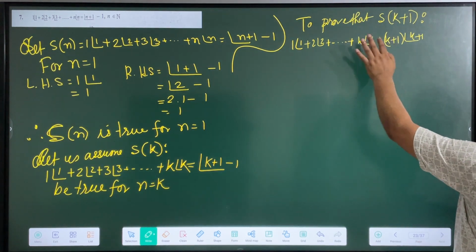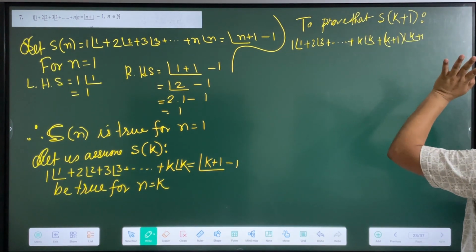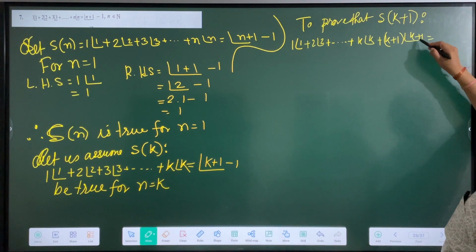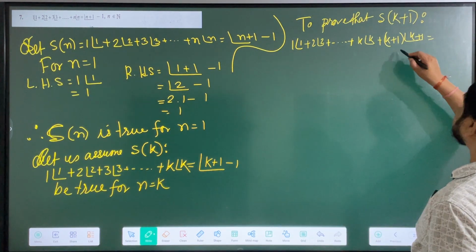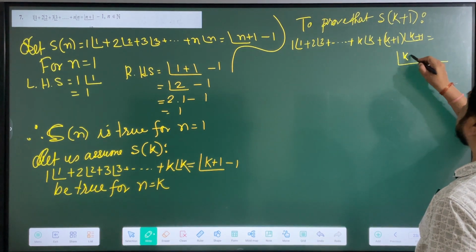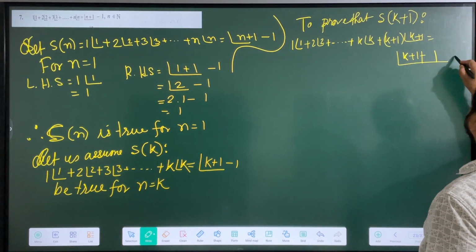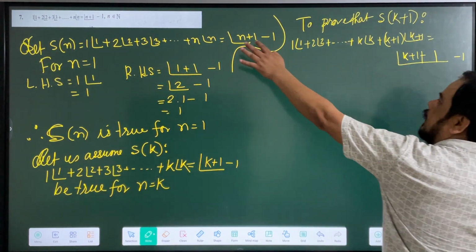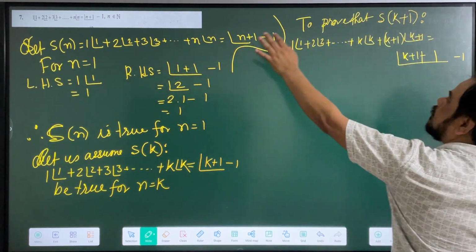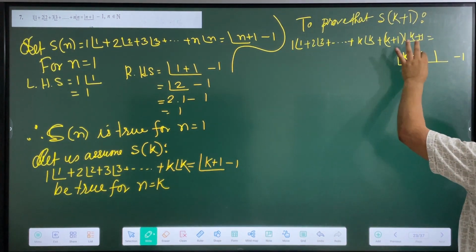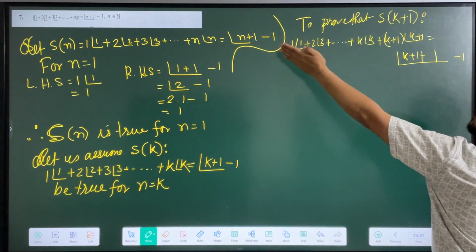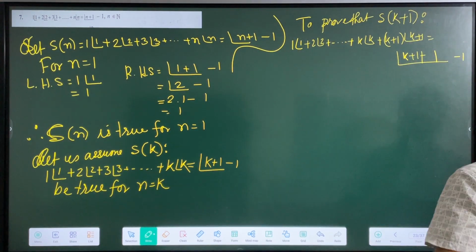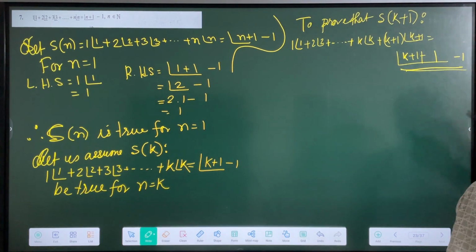k will be k plus 1. Nothing is done extra, nothing is new. Equals factorial k plus 1 plus 1 minus 1. I hope you understand. n means now k plus 1. So in place of n, I have put k plus 1. Under the factorial there is plus 1, so I have written plus 1. And separately I have written minus 1. And this is right hand side.